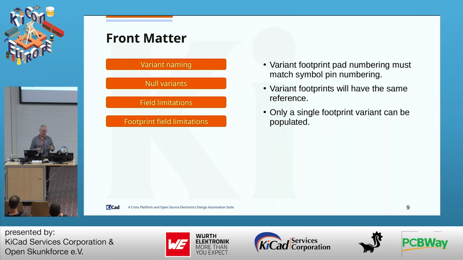They will have the same reference, however, because in a variant footprint only one of those is populatable at a time. You couldn't populate all 3, like if you had 3 transistors in my earlier example, you can't populate all 3 transistors on a board, or it's not going to work real well. So those are the limitations on footprint variants. You can have one unpopulated per variant, and every variant footprint has to match the symbol pinout.